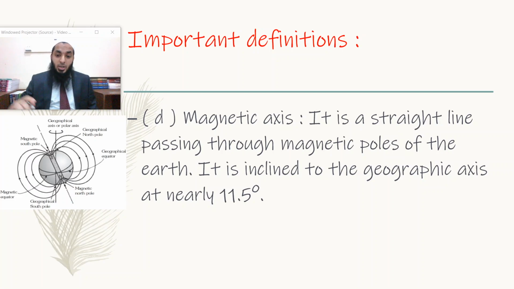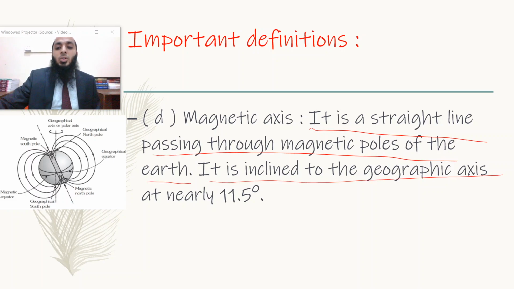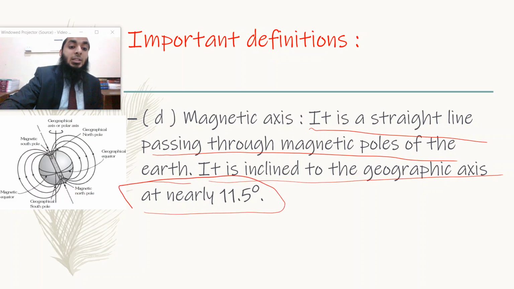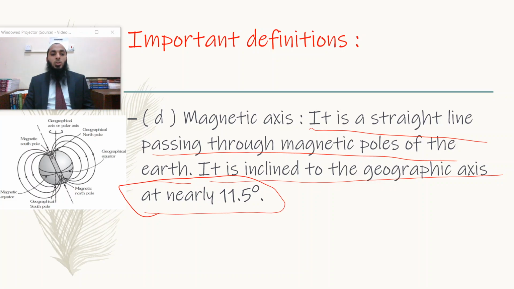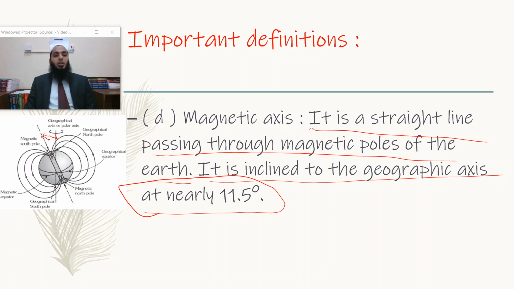Magnetic axis, we have already discussed this. It is a straight line passing through what? Magnetic poles of the earth, and it is inclined to the geographic axis. Yes, this angle, it is almost 11.5. What is that angle? They are talking about this angle over here. This angle is approximately 11.5 degrees.